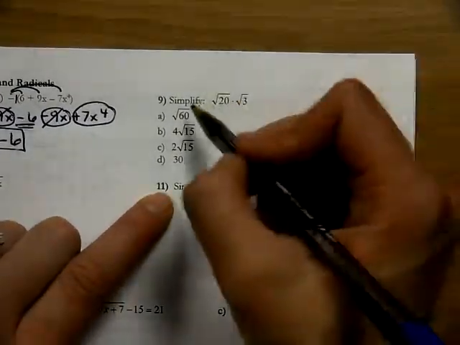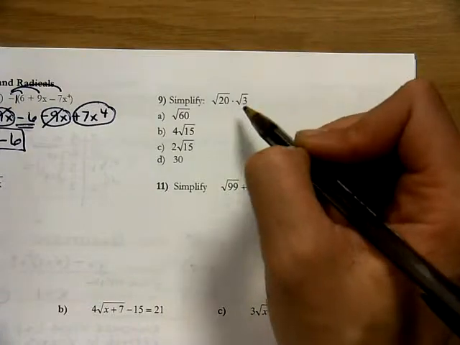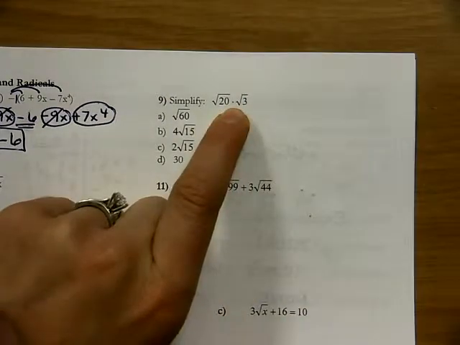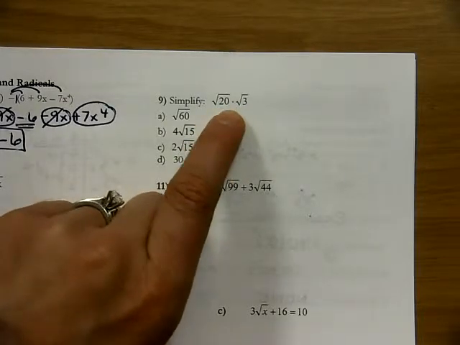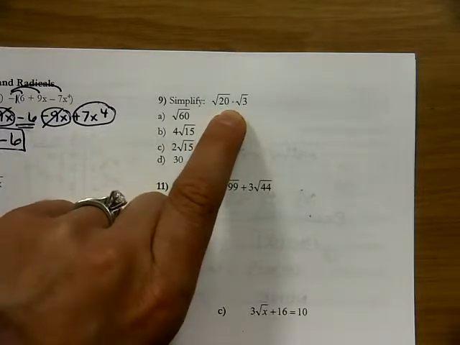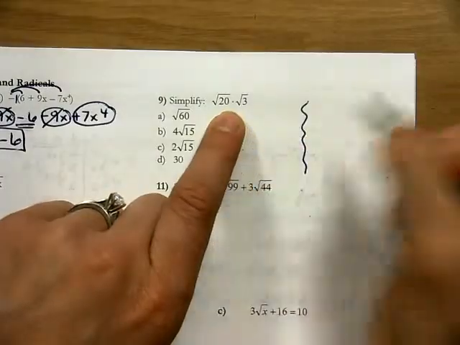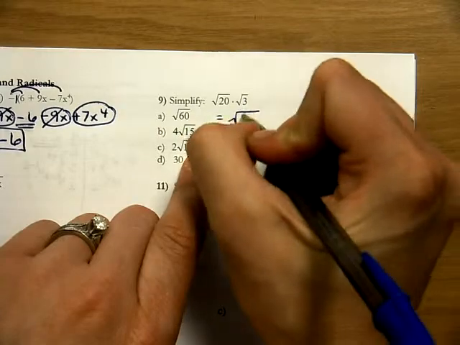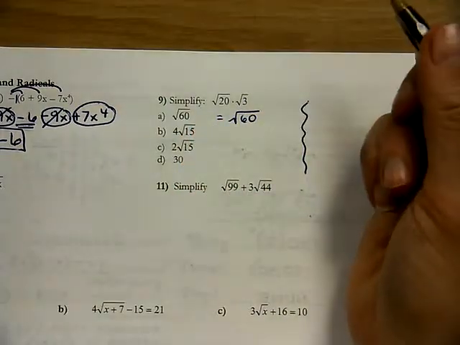Switching over to number 9, I'm simplifying, and when I simplify square roots, I need to look at what operation. This is multiplying. There's a couple different ways I could do this. I could simplify first and then multiply, or I could multiply and then simplify. So I'm going to do this two different ways. If I multiply first, I can multiply what is underneath the square root, or multiply the two radicands.